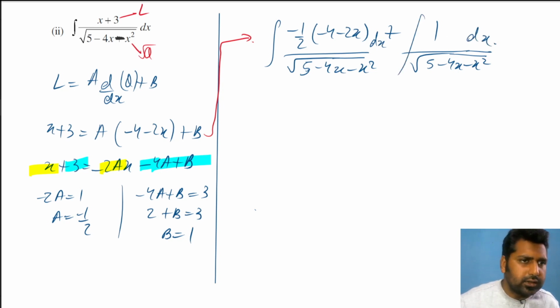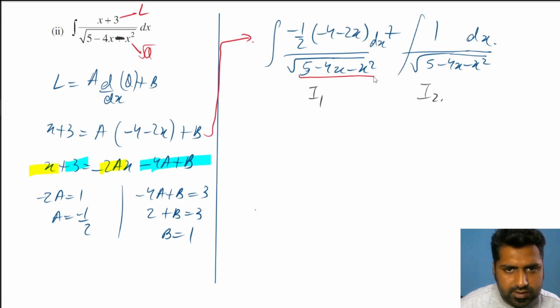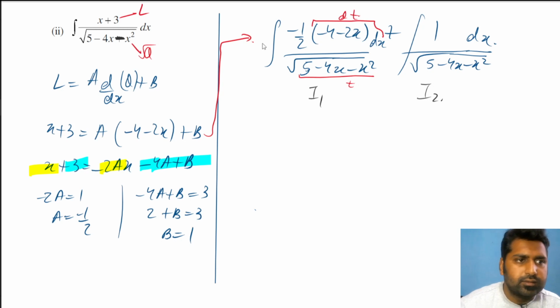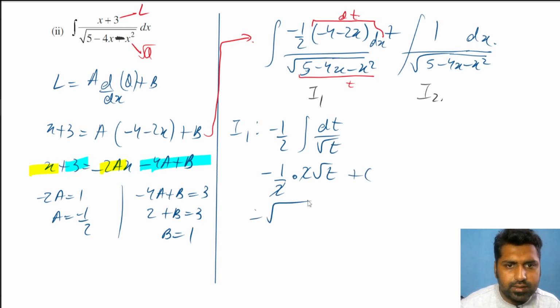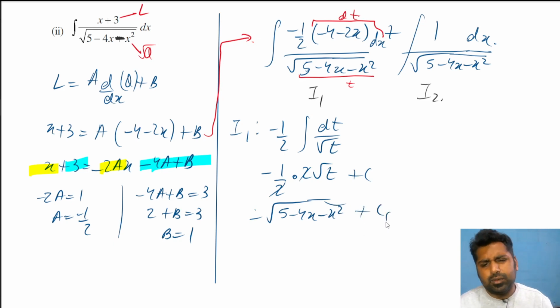Separately we have to do this in two integrations, I1, I2. I2 is 1 upon square root of quadratic. You can solve that. And this denominator is t, substitution. Remember that this part will be done with substitution. So this is t, this thing is dt, not minus 1 by 2. So I1 I'm doing directly now: minus 1 by 2 integration, numerator becomes dt, denominator becomes square root of t. Okay, so minus 1 by 2 into 2 root t plus c. So minus root t, that is 5 minus 4x minus x square, plus c, or let's say c1 if you want.